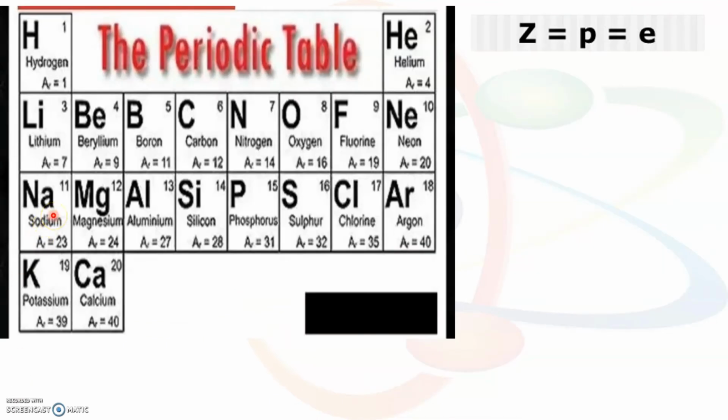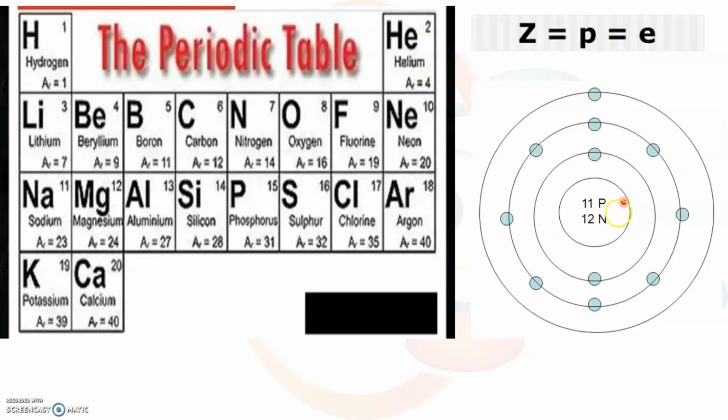Say the element sodium. The atomic number of sodium is 11. This means there are 11 protons and 11 electrons in an atom of sodium. An atom of sodium contains 12 neutrons. Now let us see how they are distributed. The 11 protons and 12 neutrons are placed at the center of an atom, that is, in the nucleus of an atom. 11 electrons revolve around the nucleus in fixed orbits. Now let us see how these 11 electrons are distributed in this atom.